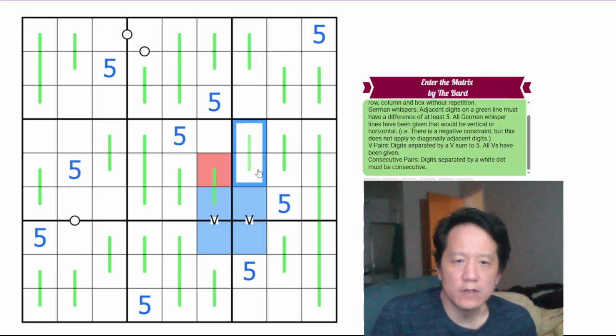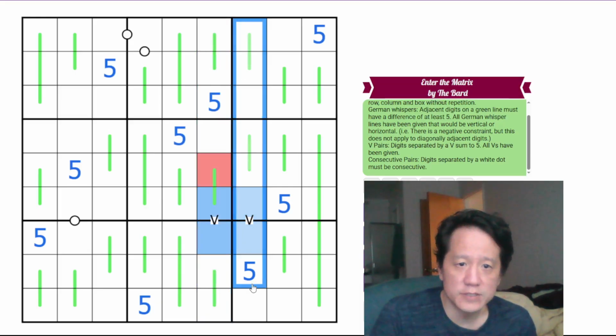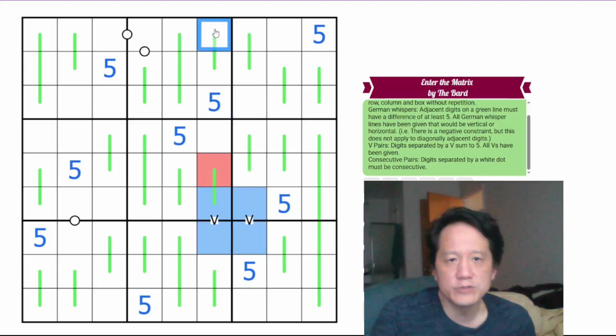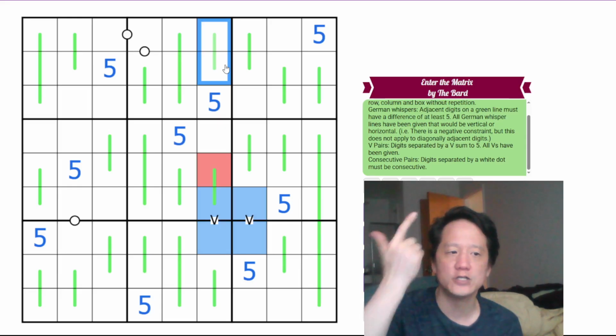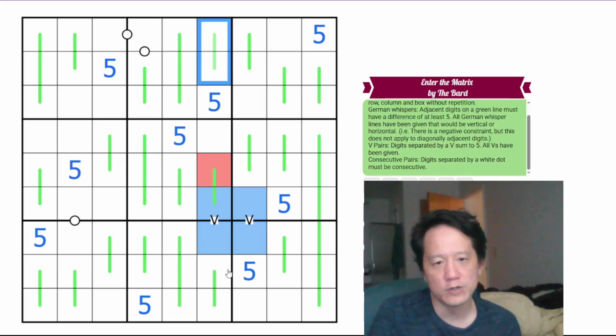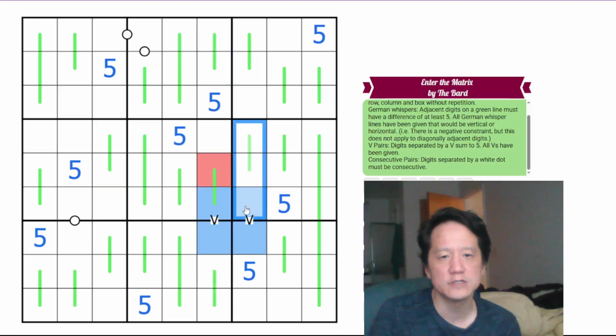So in column 6 and column 7, we already have 2 lows. We also have 2 pairs of German whisper lines in each of those columns. One of them must be low, and one of them must be high on each of the pairs. Therefore, there's a low here, there's a low here. That makes 4 lows already accounted for in column 6 and the same in column 7. That means the other digits in column 6 and 7 are high. So this is high, and this is high.